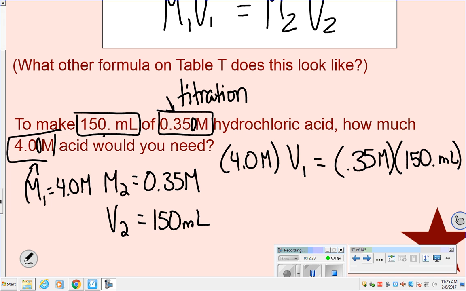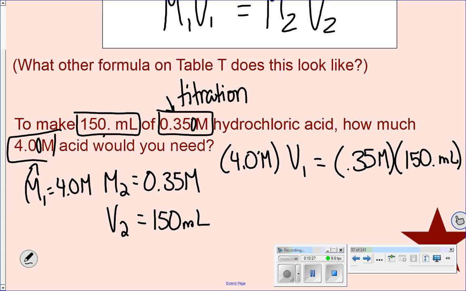I also want to add to this, I'm sorry, in your packet I really do have the proper number of sig figs. So really, there's another 0 here, another 0 here, that is going to increase our number of significant figures. And this is going to give us a V1, meaning the amount of 4 molar acid that we're going to use, of 13.1 milliliters. And we know this is milliliters, not liters, because that's milliliters. Those two just have to agree. They don't have to be changed into liters.